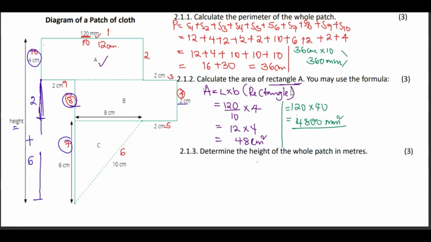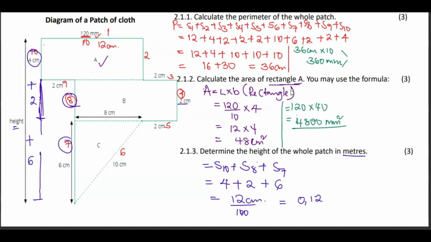So the height will be, you add all this up: side 10 plus side 8 plus side 7, which became 4. Side 8 was 2, plus the 6. The answer is 12 centimeters. They want the answer in meters. What do we do? We divide by 100. And the answer becomes 1,02. These are meters.